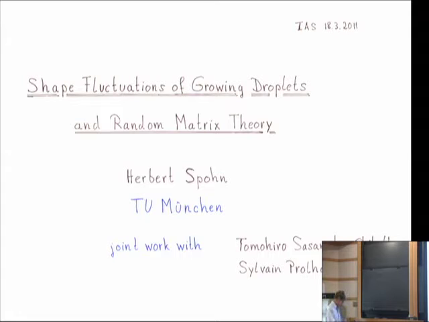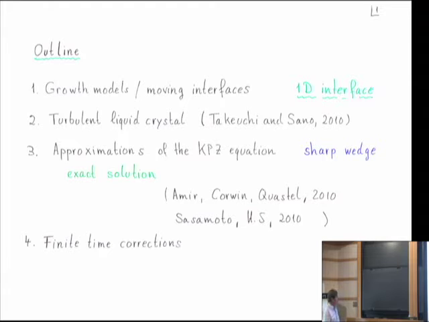Since I assume that no one knows anything about the subject, I first spend maybe the first half of the talk explaining a little bit what the problems are. So, this is growth models, moving interfaces, the Kardar-Parisi-Zhang equation. From the outset, this is restricted to one-dimensional interfaces. So the bulk would be two-dimensional, and the line which separates the phases, the interface, will be one-dimensional. Of course, all these things have generalizations to higher dimensions, but since we cannot do any analysis on them, I will just restrict myself to the one-dimensional case.